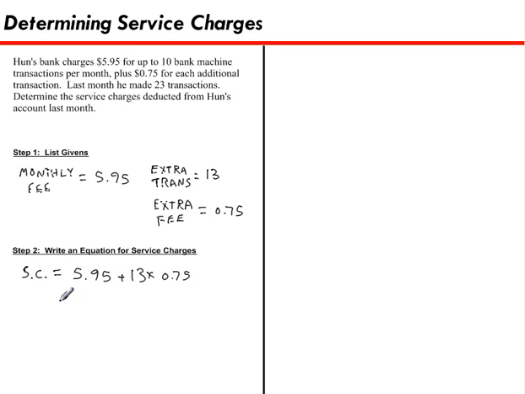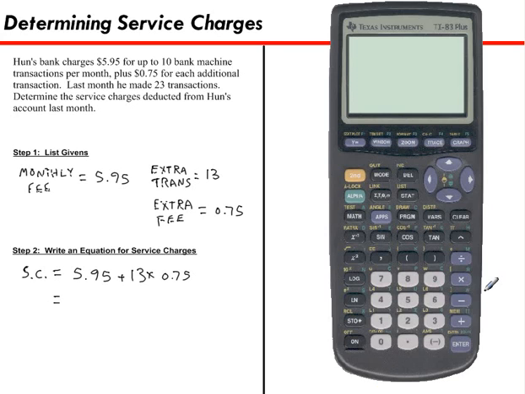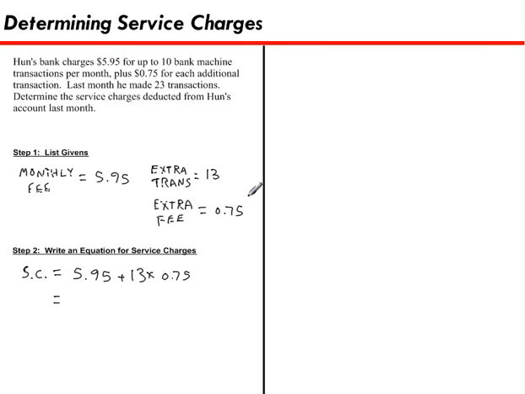And to solve for the service charges, I'm just going to bring in my calculator and I'll type in what I see there. 5.95 plus 13 times 0.75. And then I hit enter. And I get an answer of $15.70. And this is the total amount of money that came out of Hun's bank account last month.